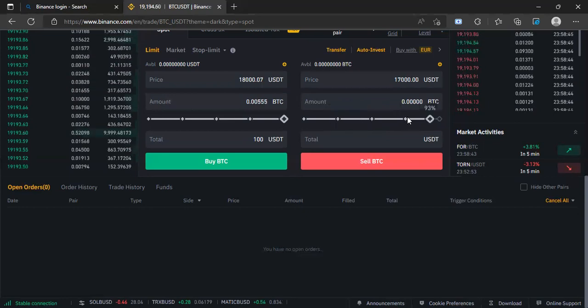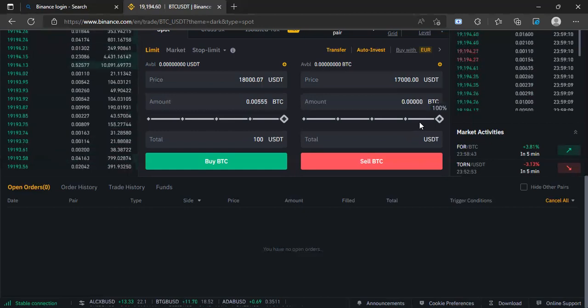What's the meaning of this stuff? Could you enlighten us a little bit about this? Yeah. So for example, let's say right now you bought $100 worth of USDT at $18,000. That gives you the amount you see there, 0.0055.